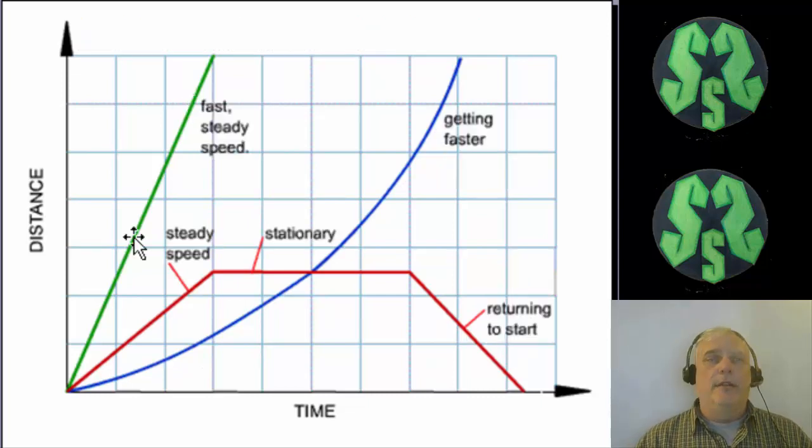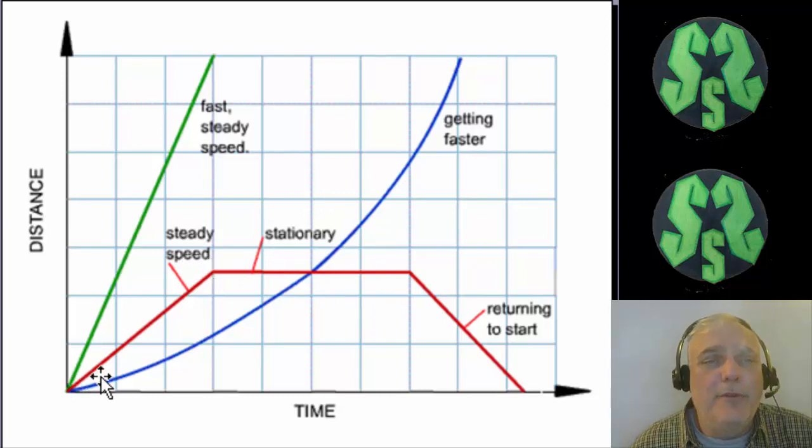Here's your answers. The green line shows a fast, steady speed. It's the fastest because it's the most steep. It's a constant speed because it is a straight line. Here, this is a constant steady speed, and the car is going away from the starting point. Here, the car stops, because the time goes by, but the distance does not change.